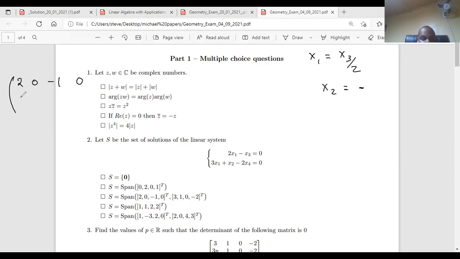let's say that x3 equals t, x4 equals s, then x1 equals t over 2, x2 equals minus 3 divided by 2 times t plus 2s, x3 equals t, and x4 equals s. So it is (1/2, -3/2, 1, 0) t plus (0, 2, 0, 1) s.